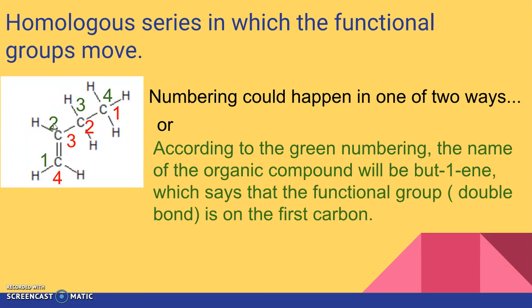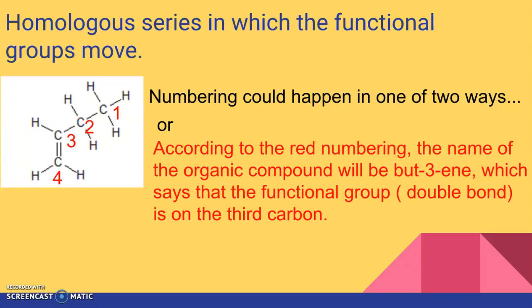According to the green numbering, the name of the organic compound will be but-1-ene, which says that the functional group, the double bond, is on the first carbon. If I use the red numbering, which is the incorrect one, then according to the red numbering, the name of the organic compound will be but-3-ene, where the 3 indicates the position of the functional group.